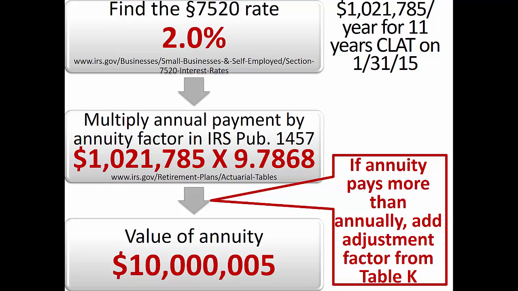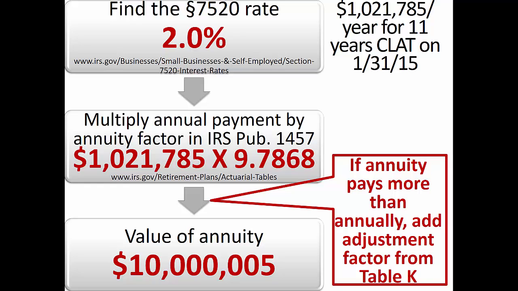In this case, the donor transfers $10 million into a non-grantor charitable lead annuity trust, which pays $1,021,785 per year to charity for 11 years. The present value of this series of annual payments at a 2.0% Section 7520 interest rate is $10,005. This exceeds the value of the trust assets of $10 million. Thus, if the trust assets return exactly 2.0% during the life of the trust, there will be nothing left over after the final charitable payment is made.